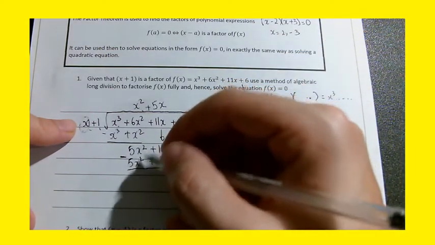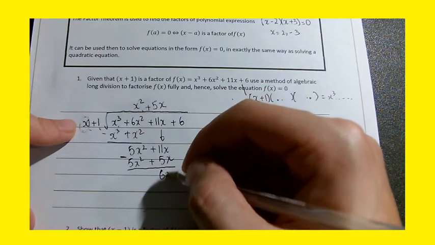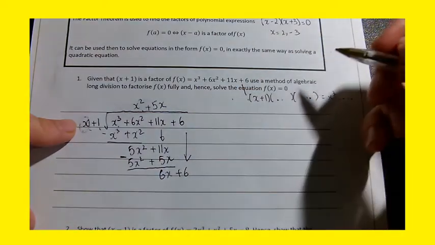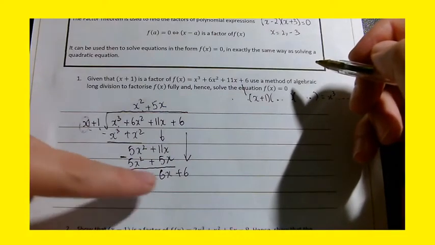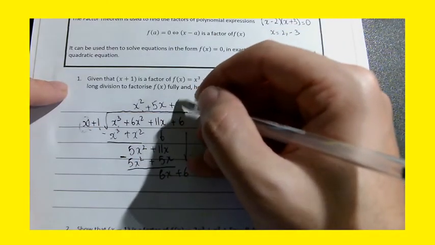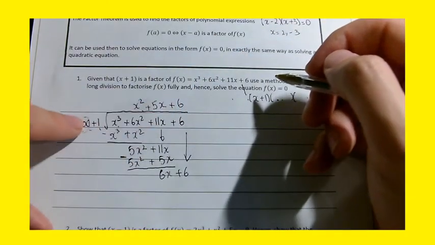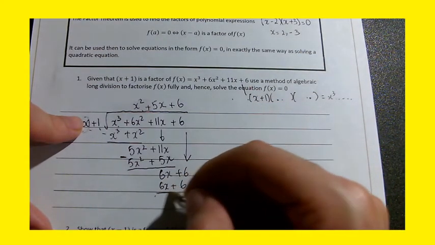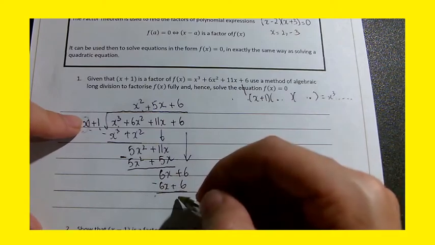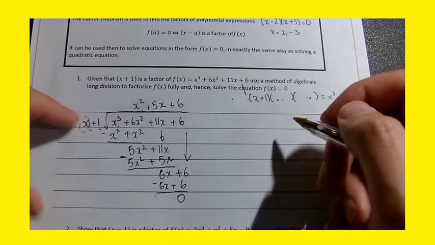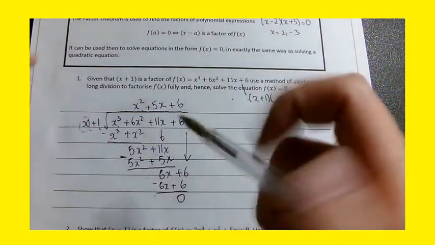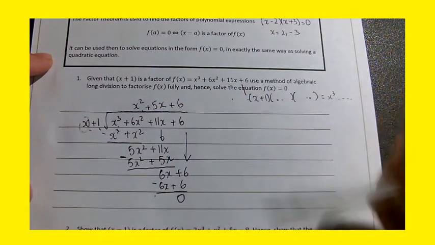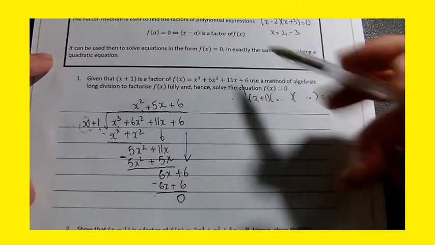And you subtract and you're left with 6x plus 6. You bring this number down here. x into 6x is 6, and if you think about this, 6 times x plus 1 is 6x plus 6. When you subtract that, you get a remainder of 0, which is what we want, and that proves that x plus 1 is a factor because it doesn't give me any remainder. It does divide into the cubic.